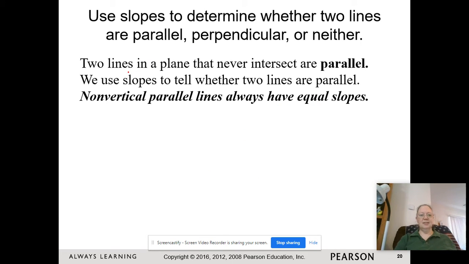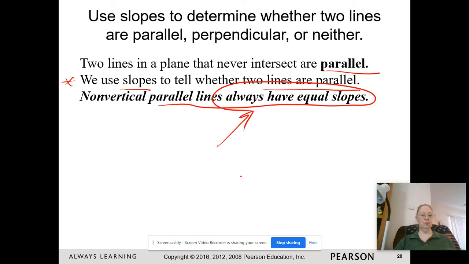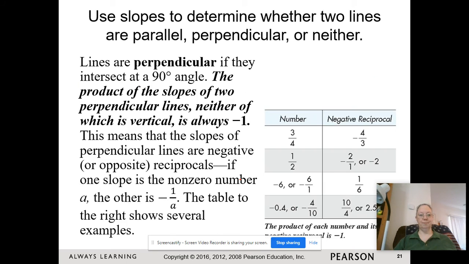Okay, let's see. Two lines in a plane that never intersect are called parallel lines. We use slopes to tell whether two lines are parallel. Parallel lines always have equal slopes. Make sure you write that down. It's important and students forget it. Parallel lines have equal slopes.